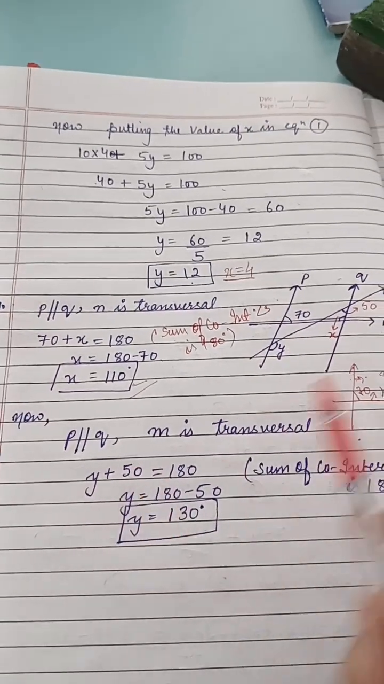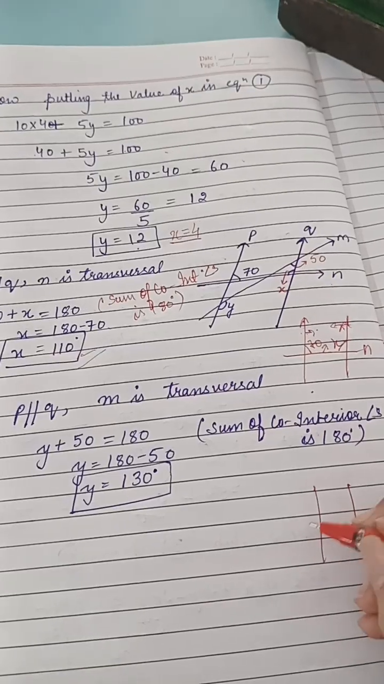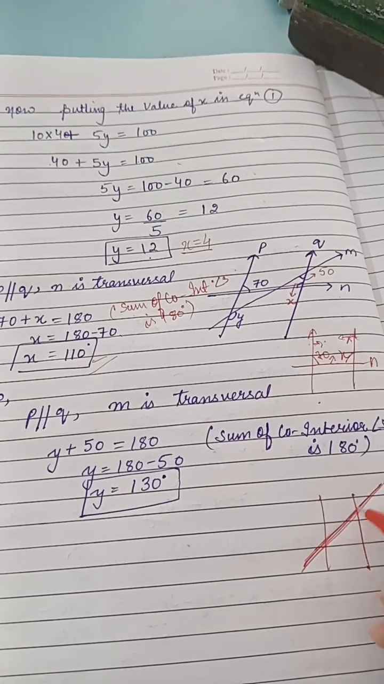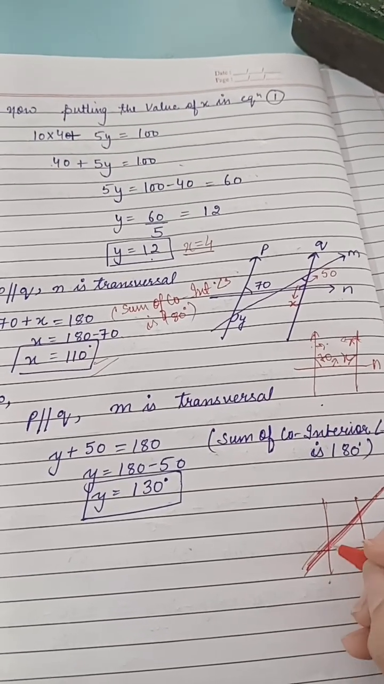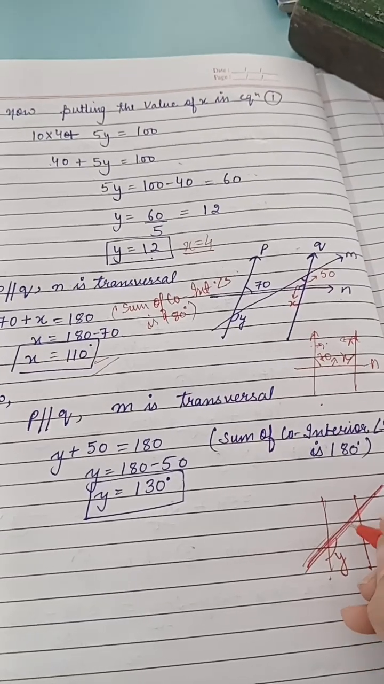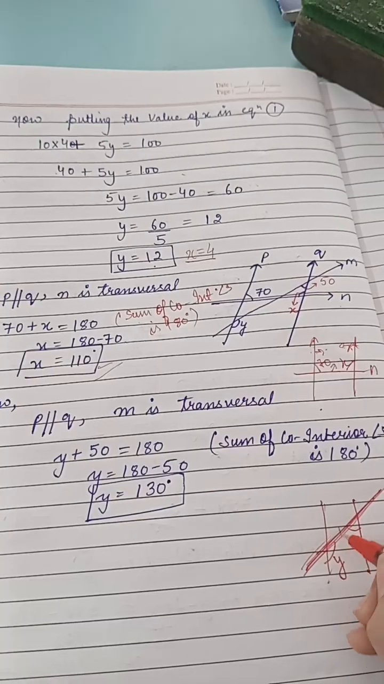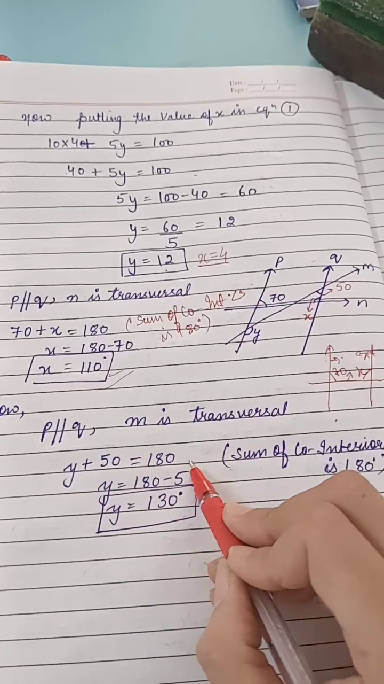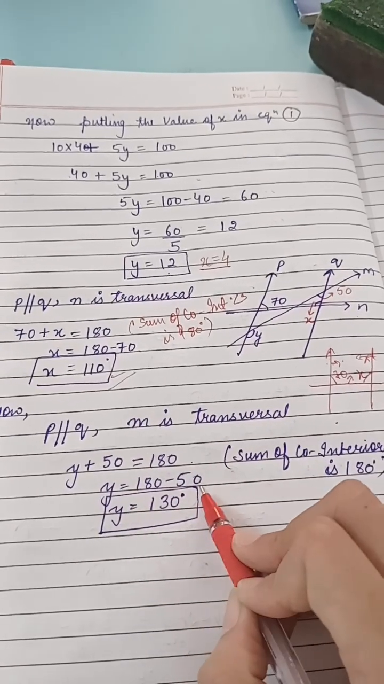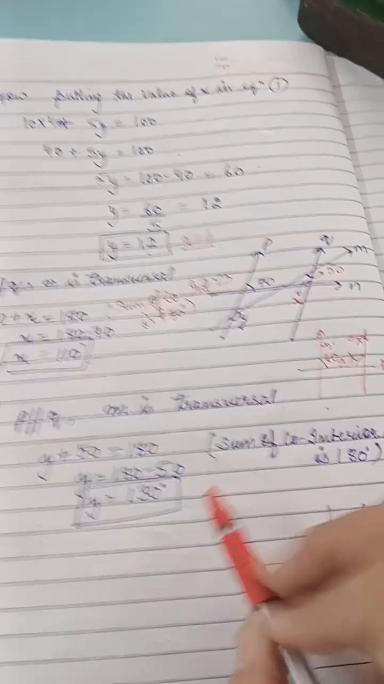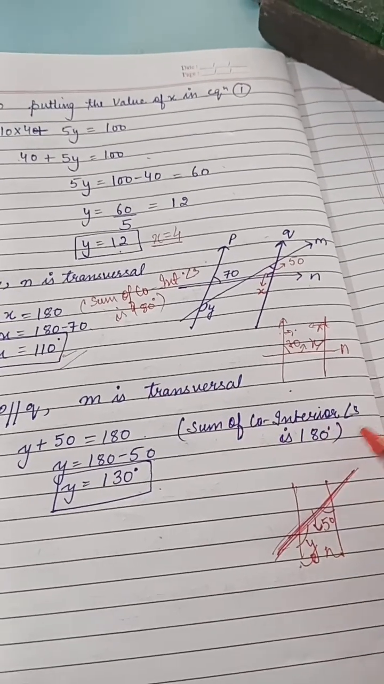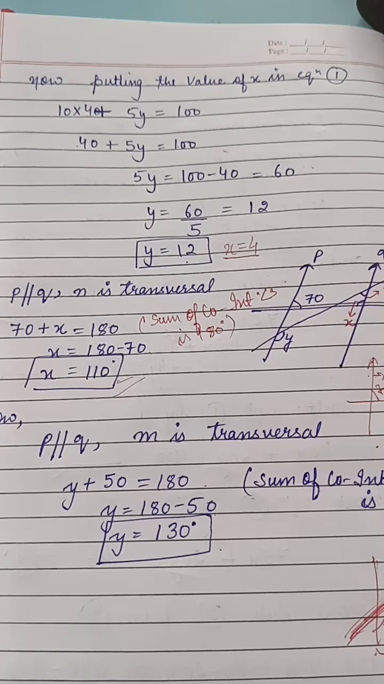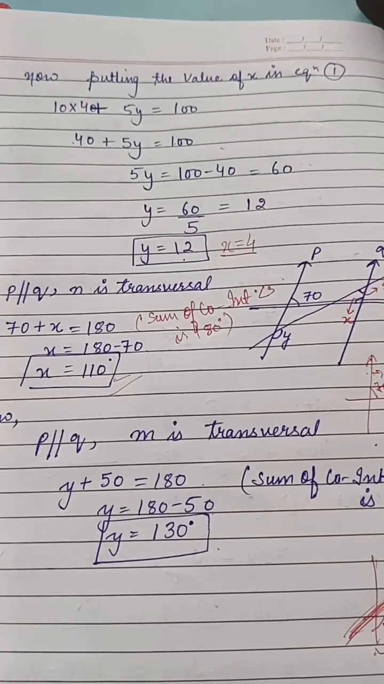Now P is parallel to Q again, but now I am going to take this transversal. So check the angle on these parallel lines and this transversal. This is, I think, y, and this one is 50. Correct? Again they are on the same side of transversal and interior of parallel lines. Y plus 50 equals to 180, y equals to 180 minus 50, and y equals to 130 degree. Okay, and the reason is again sum of co-interior angles is 180 degree. Got it, everyone? I hope you understand this question and all the other questions we have covered in this video.